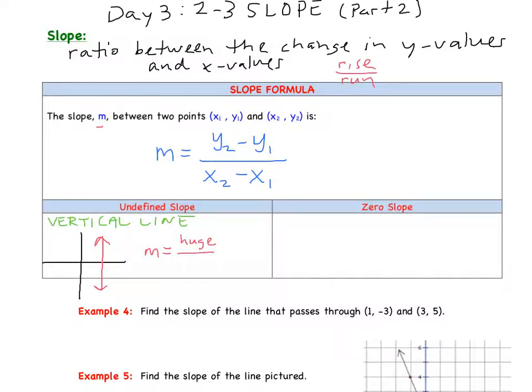And how much are we running? Well, we're not going anywhere. We're stuck on our line. We can't go left or right. So our run is 0. And anytime we have a 0 in our denominator, it's undefined. Okay, so having a 0 in the denominator is what makes this slope undefined. So therefore, we have an undefined slope.